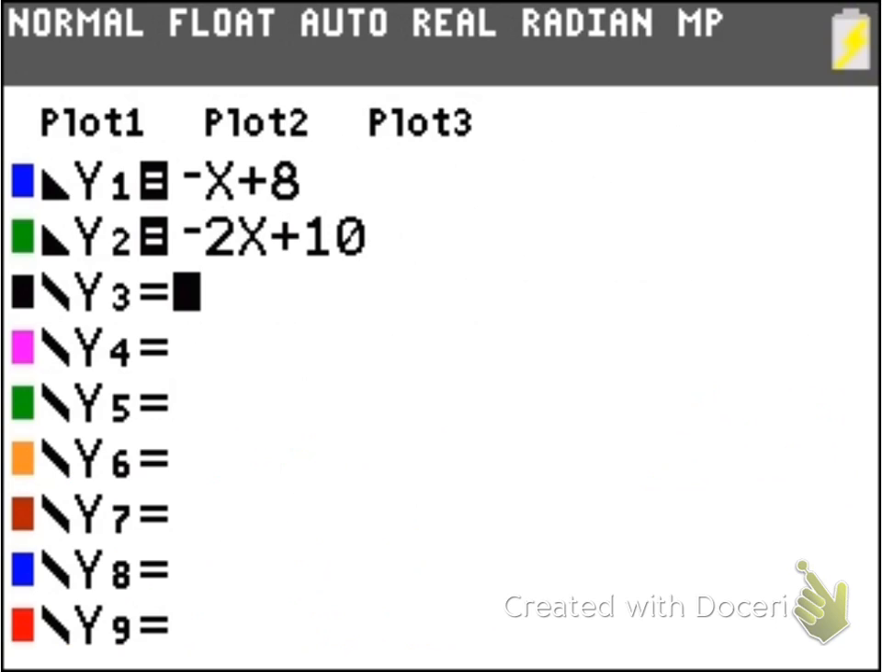Okay, so if you go to y equals in your calculator, and in y1 I solve the first equation, and that would be negative x plus 8. And then the second equation when I solve for y, negative 2x plus 10. Now if you notice, my calculator does look a little different than yours because this is going to show up in color. But I've also have some different symbols in front of my y1 and y2.